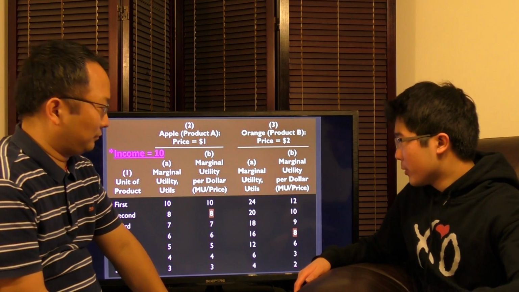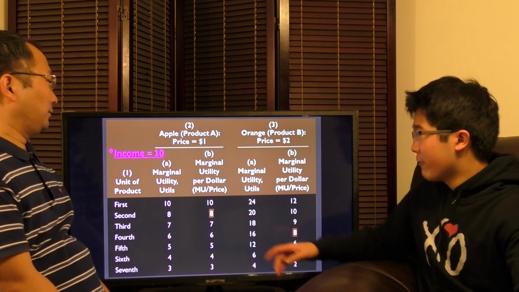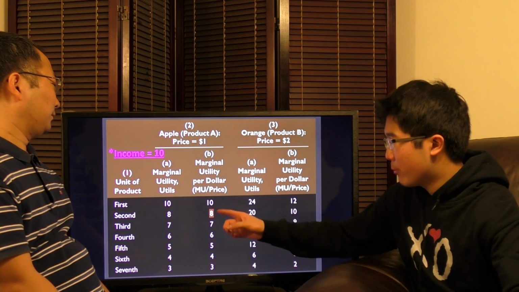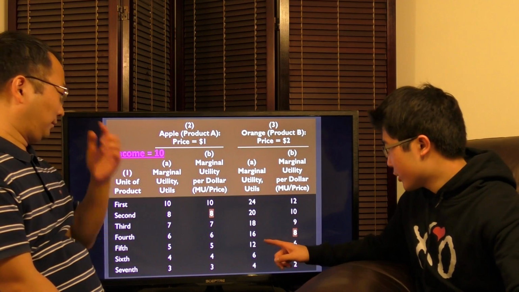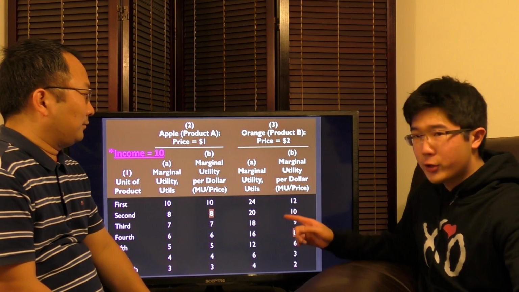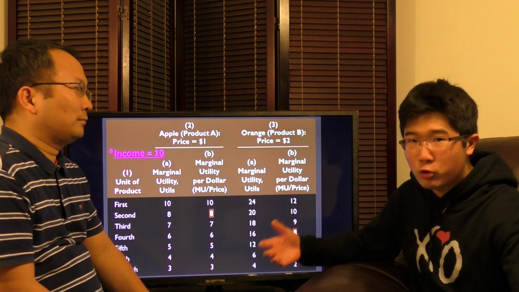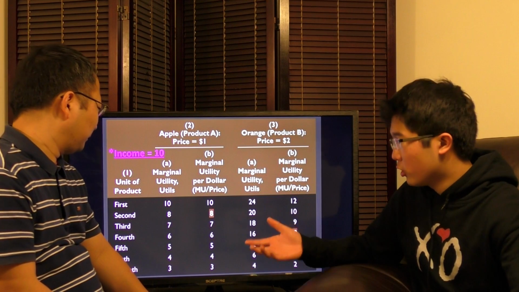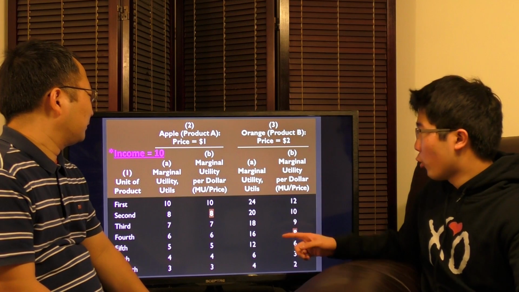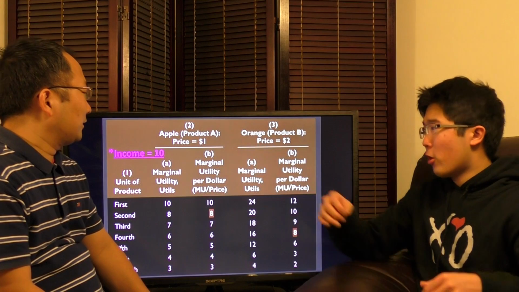So we buy enough apples and enough oranges until their marginal utilities per dollar are equal. If we buy 2 apples, the marginal utility per dollar is 8. If we buy 4 oranges, the marginal utility per dollar is also 8, which means this is the optimal combination, because the 8 and 8 are now equal. The marginal utilities per dollar for both goods are equal. The optimal combination to buy with a $10 budget would be 2 apples and 4 oranges.